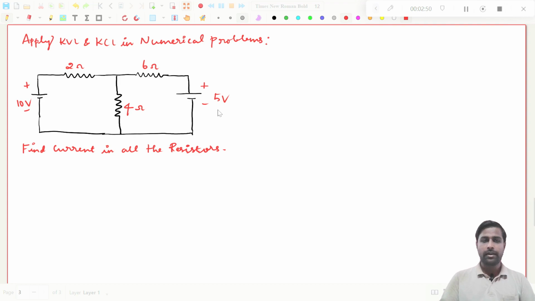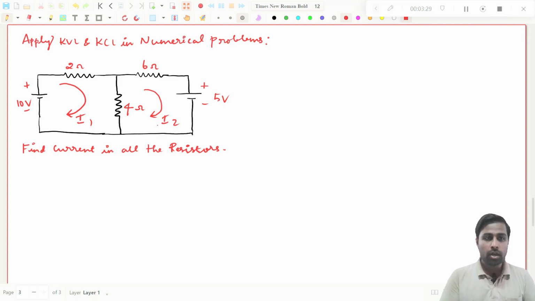So what you do, straight away you take the current directions. This is I1 and this is I2, and I am repeating this again and again. These current directions were assumed by us. After completing the problem, if the values of I1 or I2 become negative, then we will reverse it. So you don't worry about the direction of the current, whatever we are taking in the initial stages of solving the problems, right? So you see, we have taken this is I1 and this is I2. That's all, right?